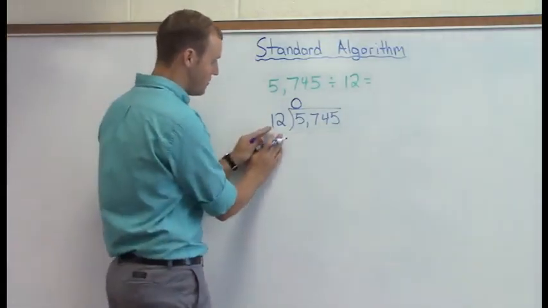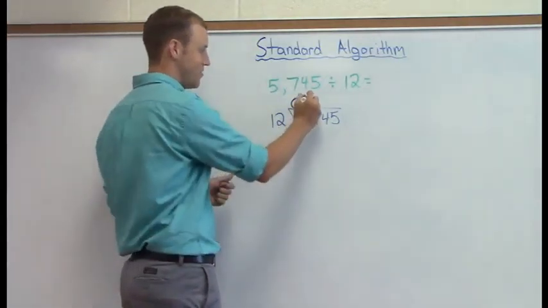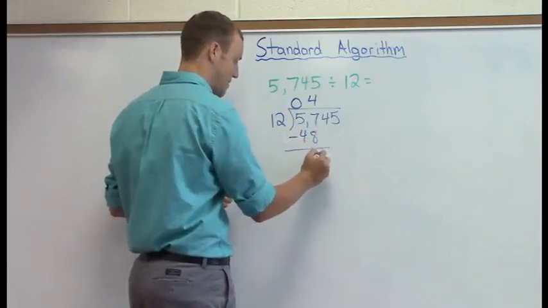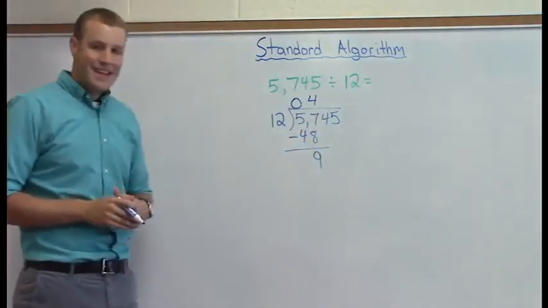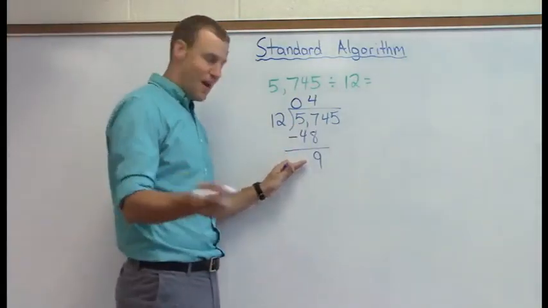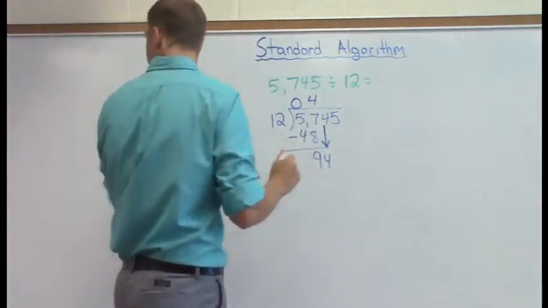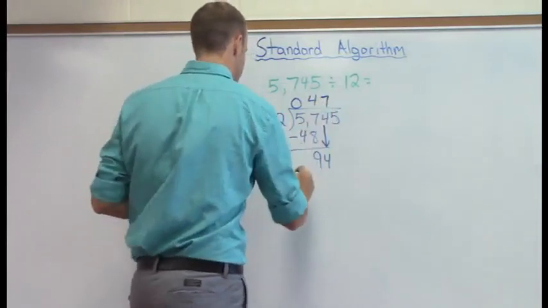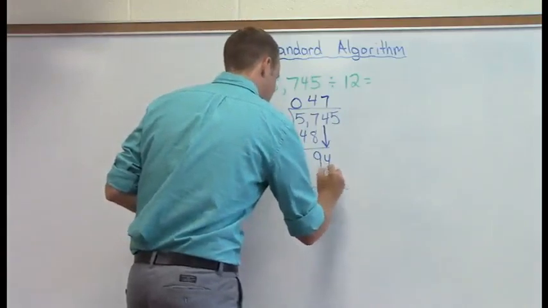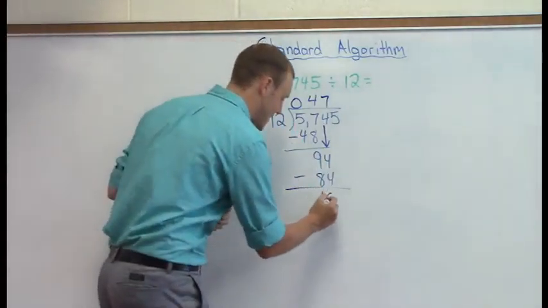Okay? So 12 goes into 57. We know that can happen because 57 is bigger than 12, and that's going to go in 4 times, which is 48 when subtracted, which gives us 9. Now, the next step is to bring down our next number. We know 12 can't go into 9, so we need a little help. So we're going to bring down the 4. 12 goes into 94 7 times, which is 84. Really nice subtraction problem there. So 94 minus 84 is simply 10.